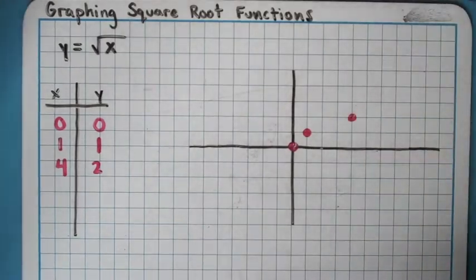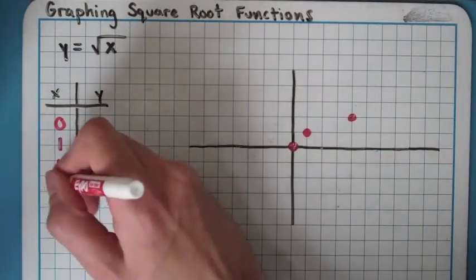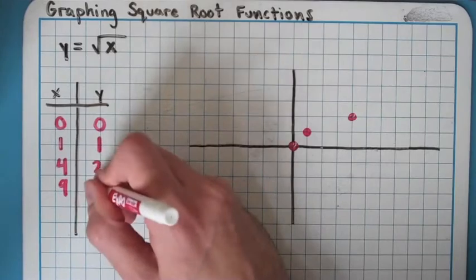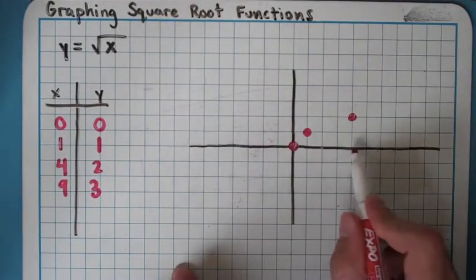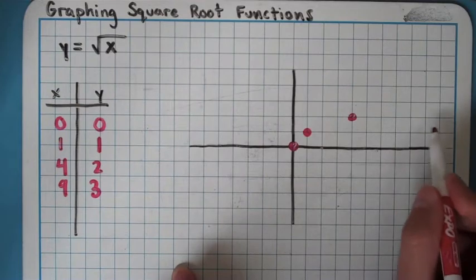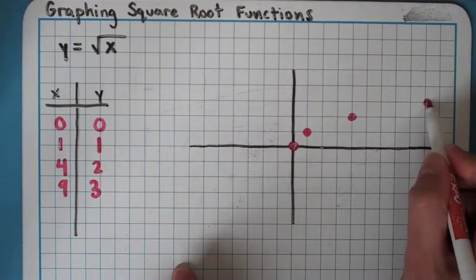And I can keep going. I want to get at least one more nice point. And the next one I would have would be (9, 3). The square root of 9 is equal to 3. So 1, 2, 3, 4, 5, 6, 7, 8, 9, 1, 2, 3.